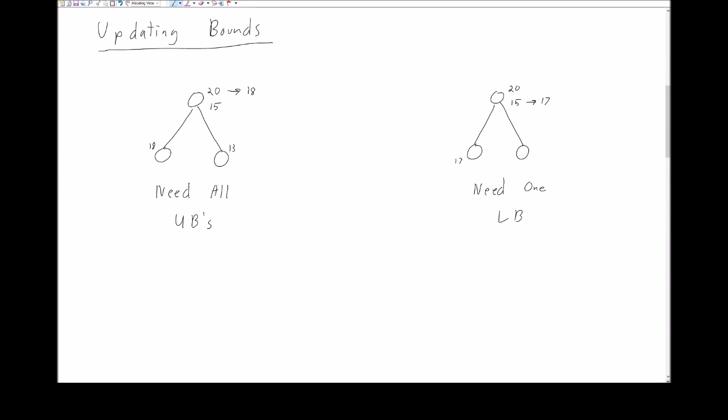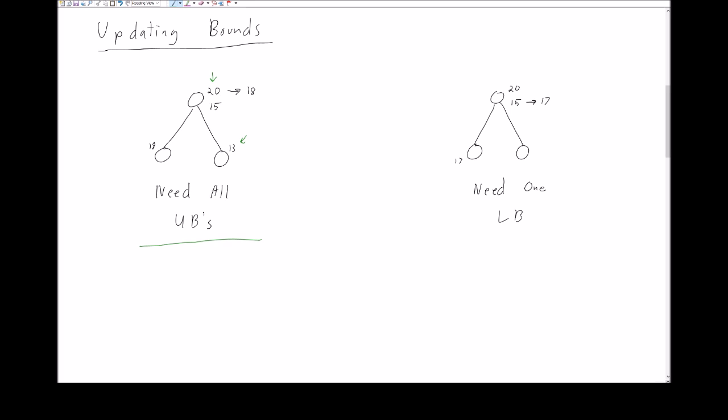A feature of these different properties is that if we were to compute an upper bound for a parent node, we need to know all of the upper bounds of our children nodes. So for example, if we have this particular parent node and we've computed its current upper bound at 20, and we go to one of its children nodes, say this node, and compute an upper bound of 13, that doesn't allow us to update the bound at our parent node.